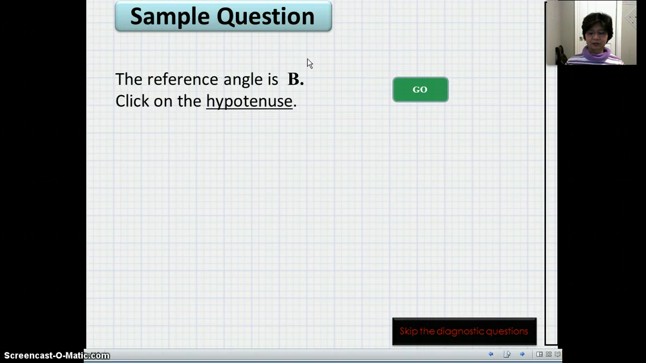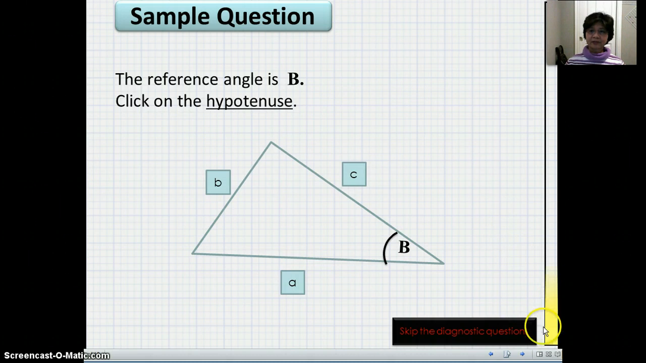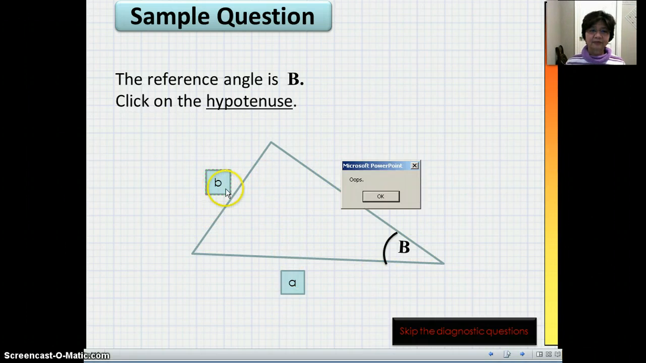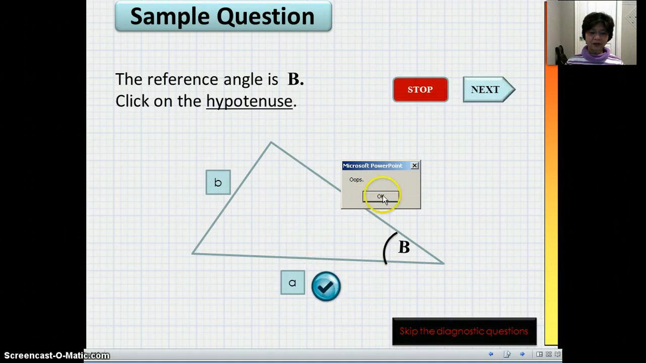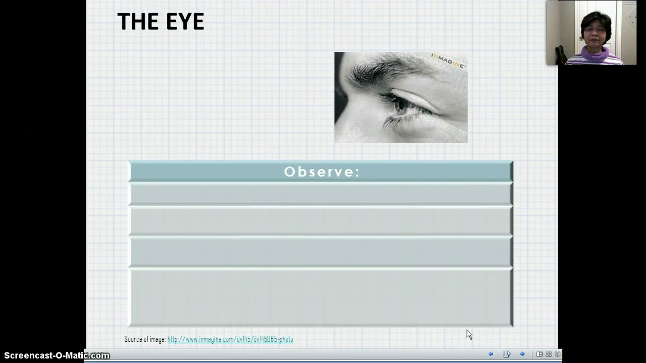Click on the hypotenuse. So you click on the Go button, and the timer starts timing you here, the colored bar on the right, and then you choose your answer. Okay, so I chose B, which is wrong, and I timed out. Notice that the right answer is marked by a check mark. So I click on this, and then we'll skip the diagnostic questions and jump right into the eye technique.